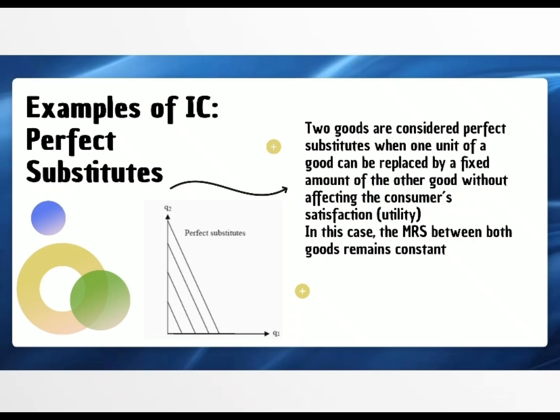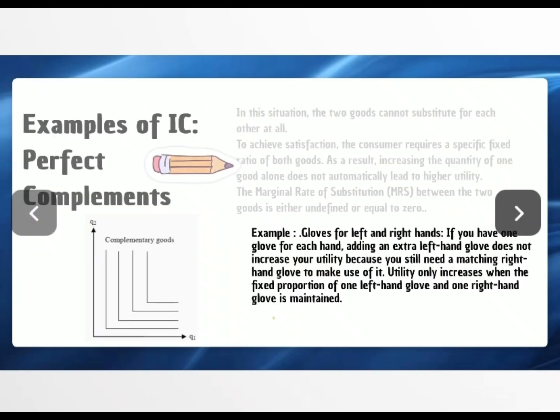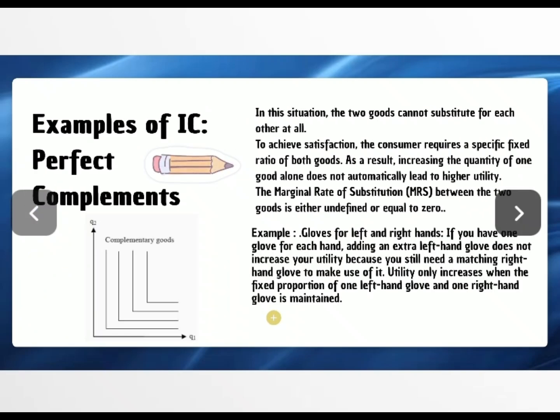On the other hand, perfect complements are different, because the two goods cannot substitute for each other at all. To achieve satisfaction, the consumer requires a specific fixed ratio of both goods. As a result, increasing the quantity of one good alone does not automatically lead to higher utility. The marginal rate of substitution between the two goods is either undefined or equal to zero.